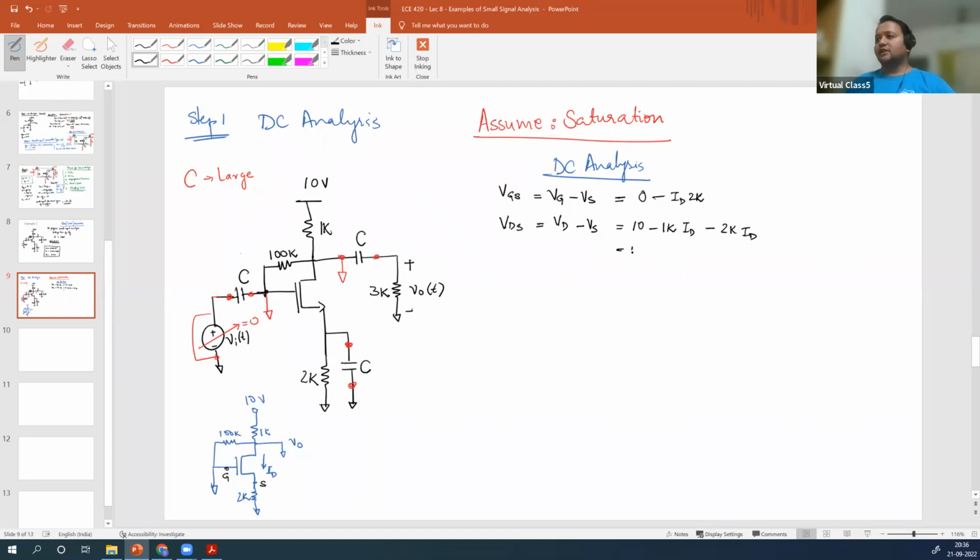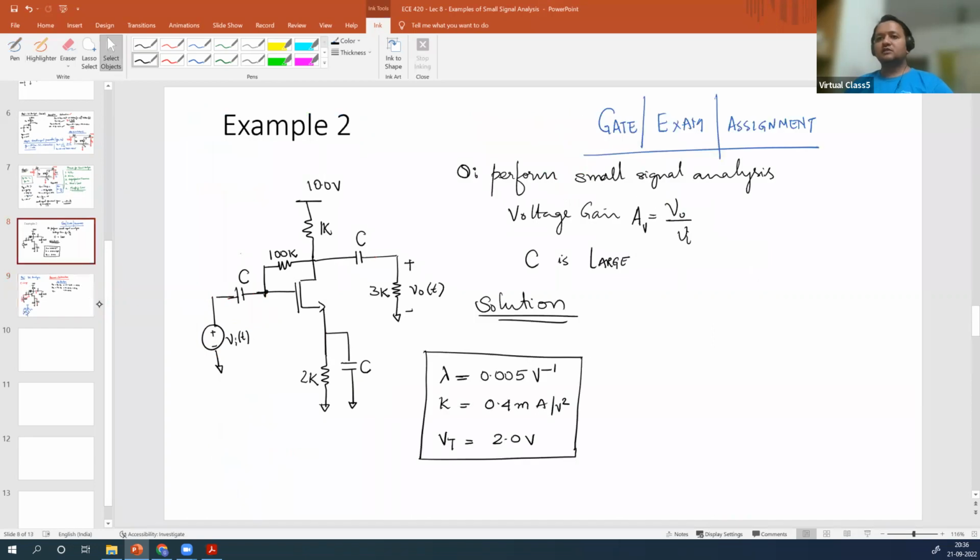So VD is 10 minus 3K ID, and VGS is minus 2K ID. Okay. What is VT? VT is 2 volt.